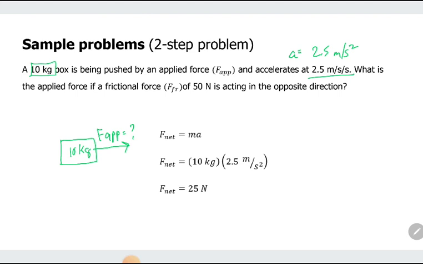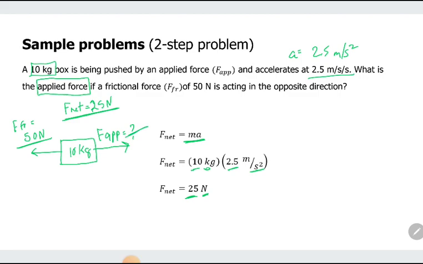What is the applied force? Okay, that's what we need to find out, the applied force. A frictional force on the opposite side is also acting on the object, 50 newtons. We also don't know the net force. But we can solve for the net force, right? By multiplying the mass by the acceleration. So 10 times 2.5 is 25 kilogram times meter per second squared, which is newtons. So that's our net force. That's very useful, kasi if you know the net force and you know one of the forces acting on the object, we can also solve for the other missing force.